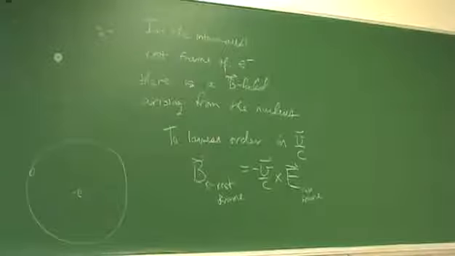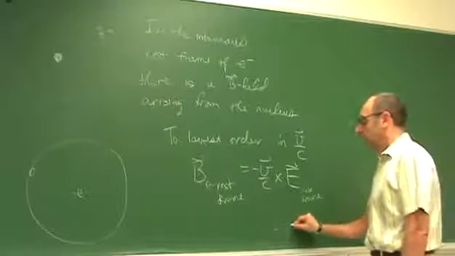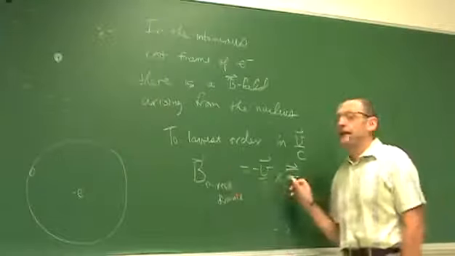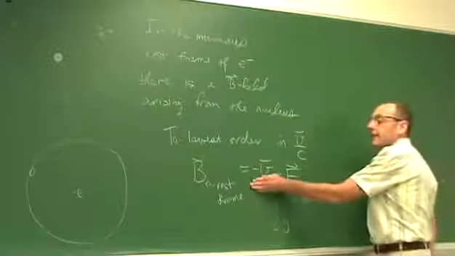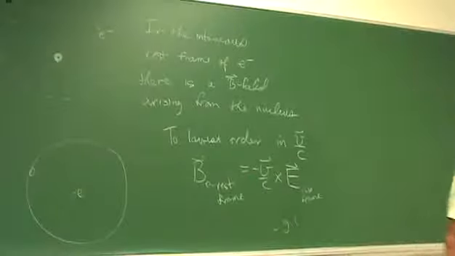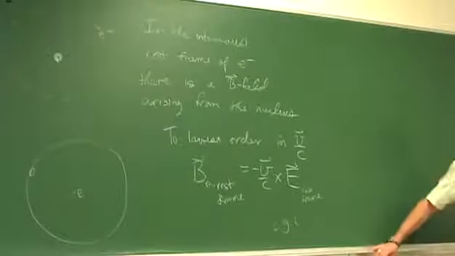Now this is in CGS units. In CGS units, the electric field and the magnetic field have the same units. If this were in SI units, there wouldn't be a c in there. But then, of course, the Lorentz force law is different in CGS and SI units as well.